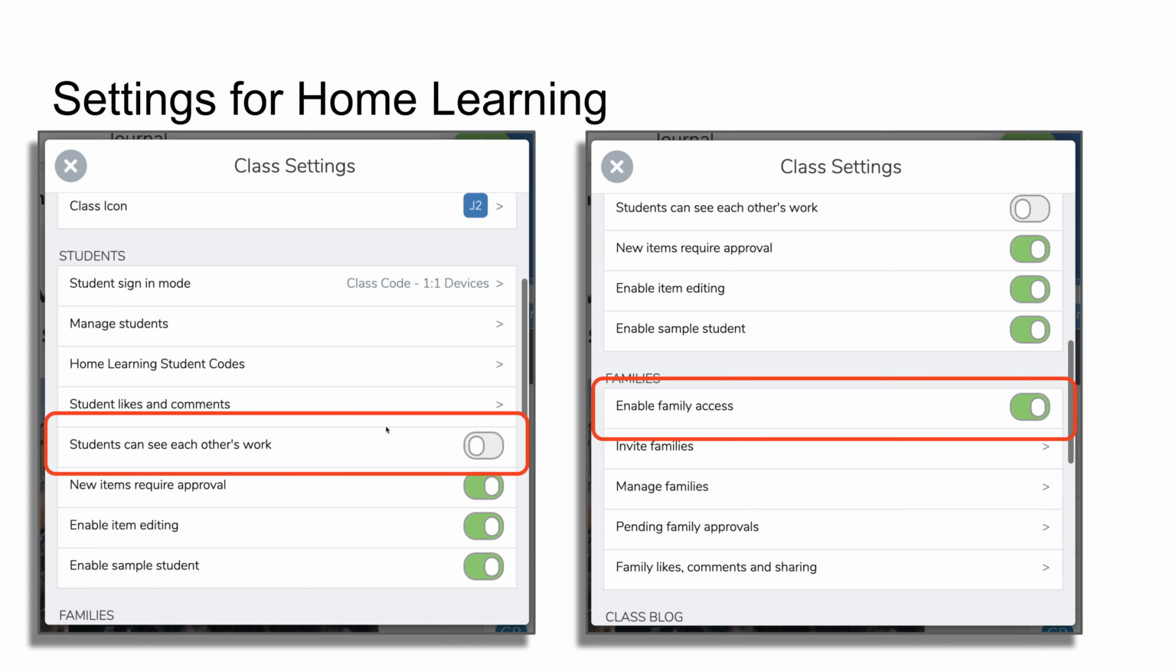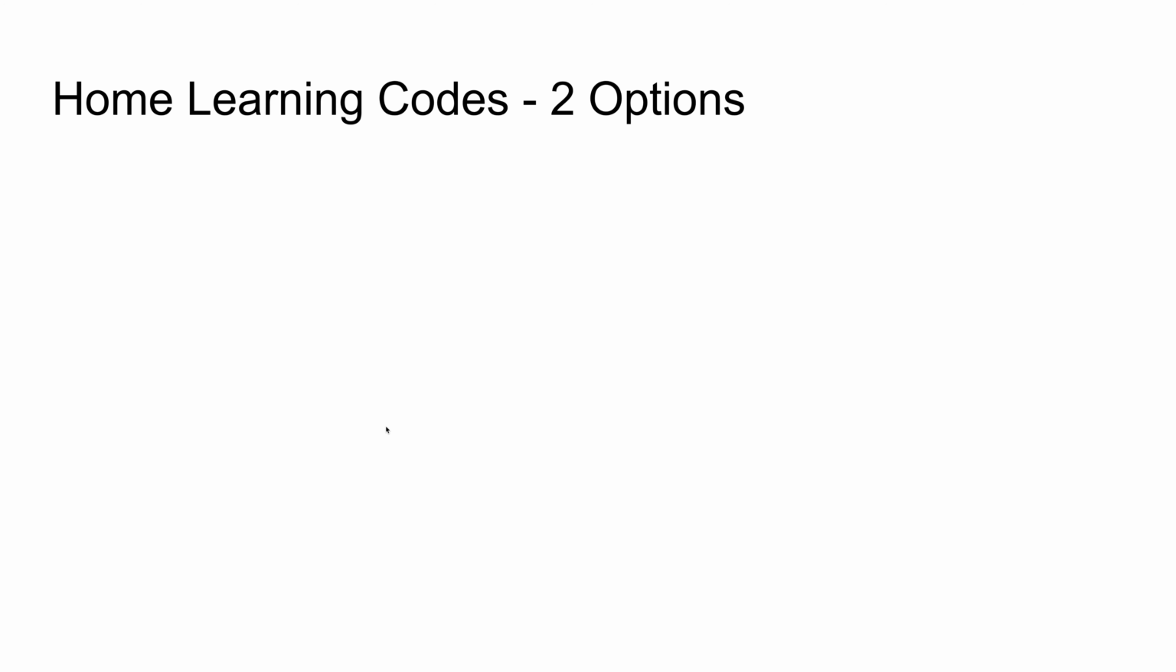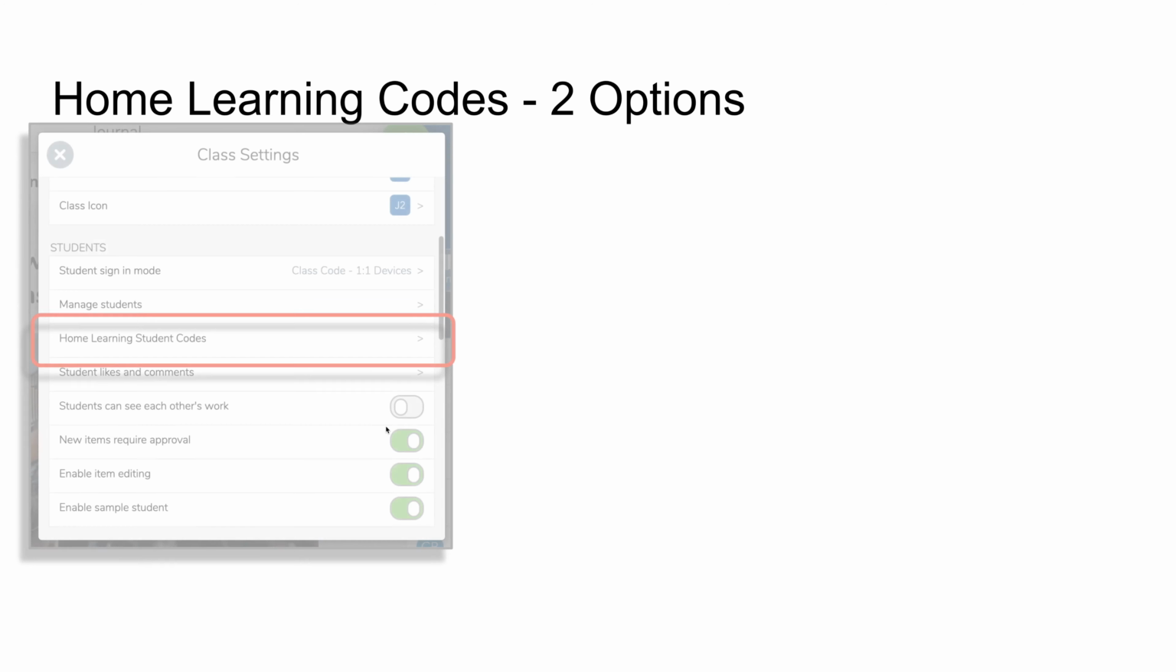For future reference, you're going to scroll down and click on Enable Family Access, and put that toggle on. You're going to make it green because part of this remote learning is that we are going to make it so that parents and caregivers can participate in the learning process at home. So we're going to turn on Enable Family Access. Now there's 2 ways to get your student to be able to log into Seesaw from home.